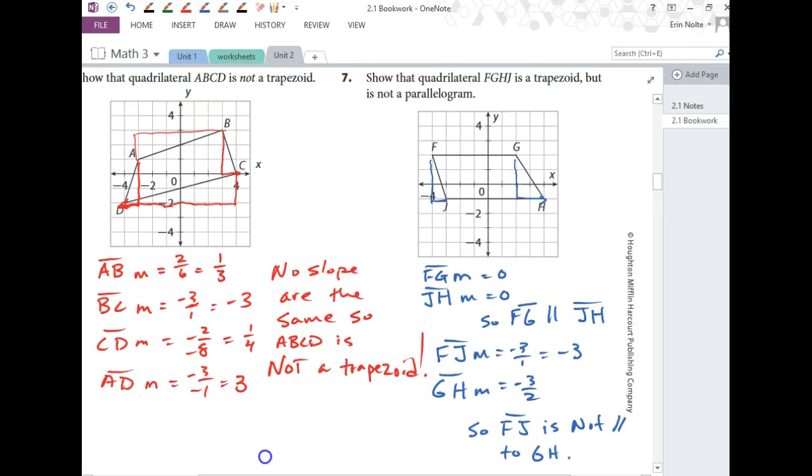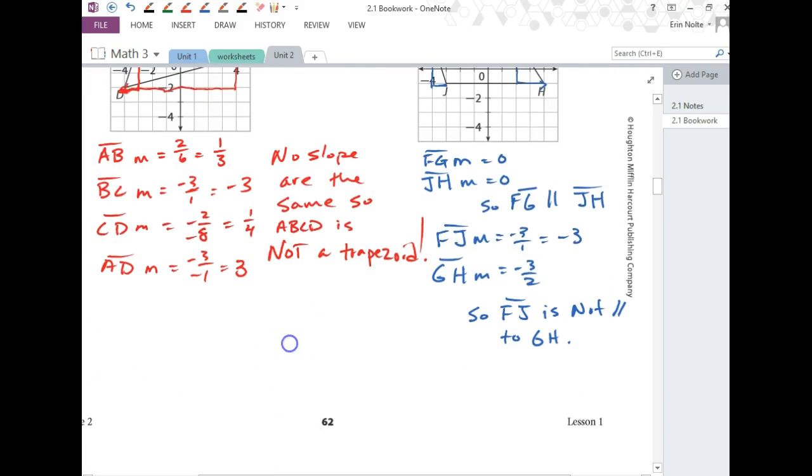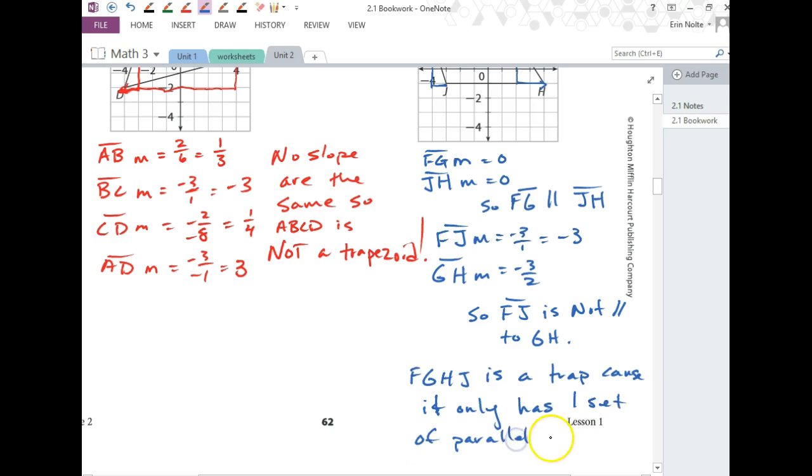So what would our statement be? FGHJ is a trapezoid because it only has one set of parallel lines. Awesome?